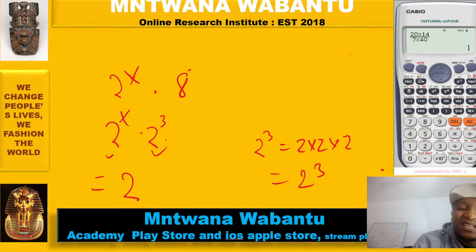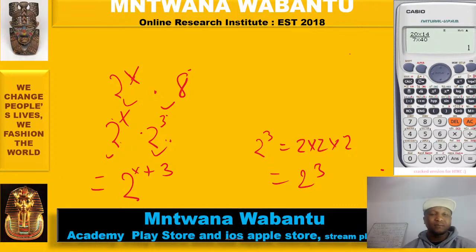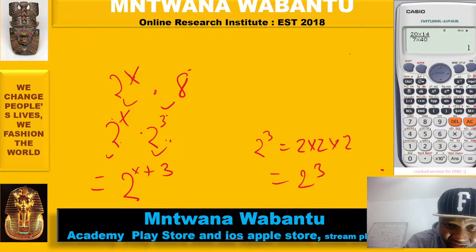Since these bases are the same, I write only one base and then I add the powers, x plus 3. Because when the bases are the same, I write only one base and then I add the powers. Simple like that. So this is only if there's a multiplication here. Okay, let me do one more example, then I'm going to show another example.